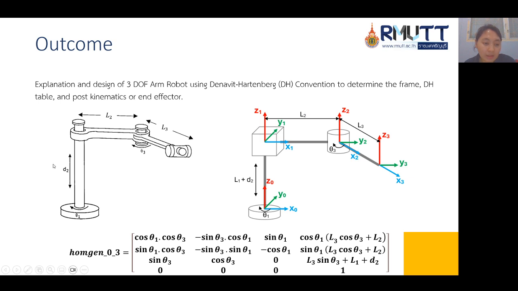We can see here this is the 3DOF arm robot, and in the right picture this is after analysis using the Denavit-Hartenberg convention. We can see the frame, and this is the matrix here. This is the homogeneous transformation matrix. This is about the pose kinematics or end effector matrix.